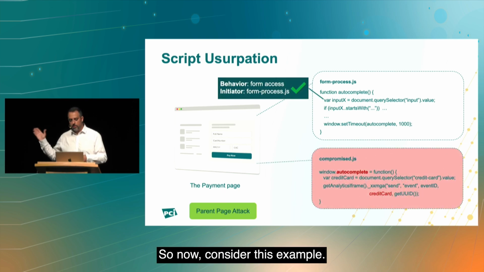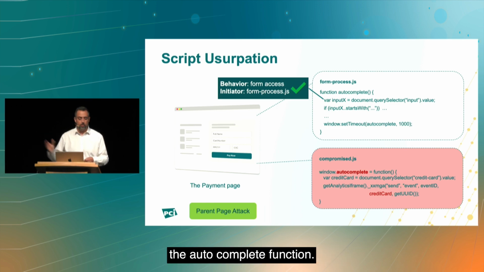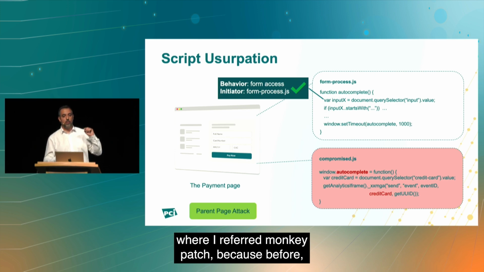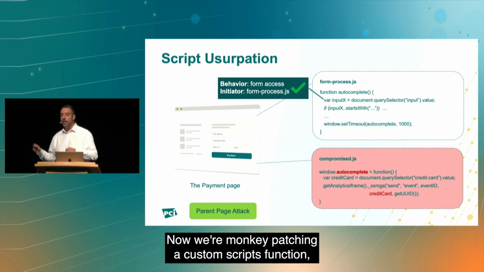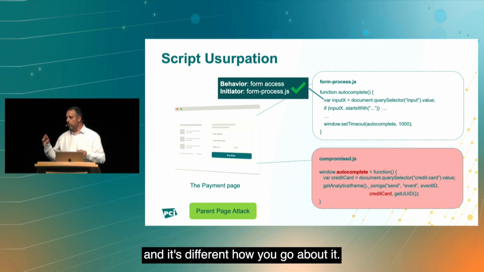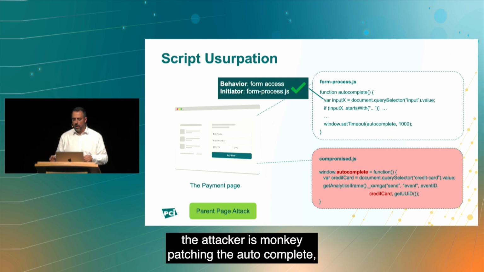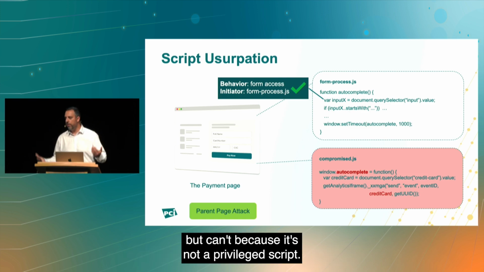So now, consider this example. Compromised scripts will monkey patch the autocomplete function. So this is different from the previous example where I referred to monkey patching, because before we were monkey patching a browser DOM API. Now we're monkey patching a custom script function, and it's different how you go about it. And in this case, the attacker is monkey patching the autocomplete, and inside the function, it will insert whatever behavior it wants to get through, but can't because it's not a privileged script.